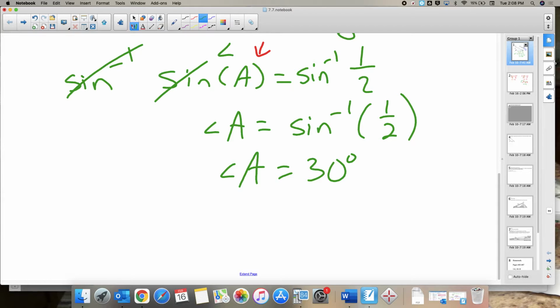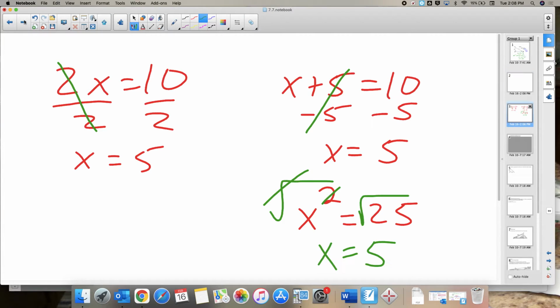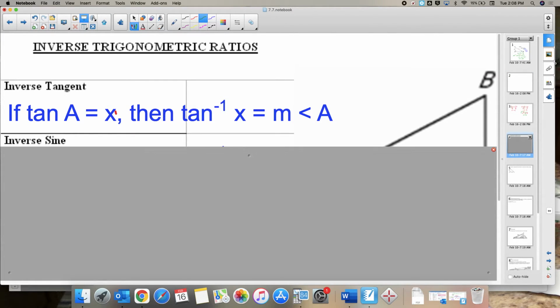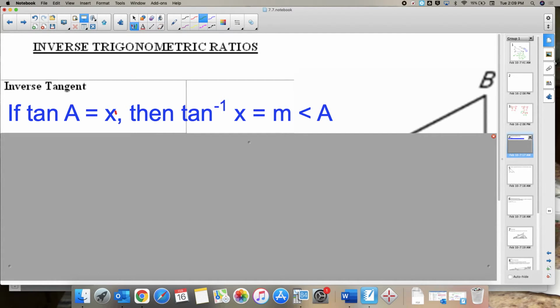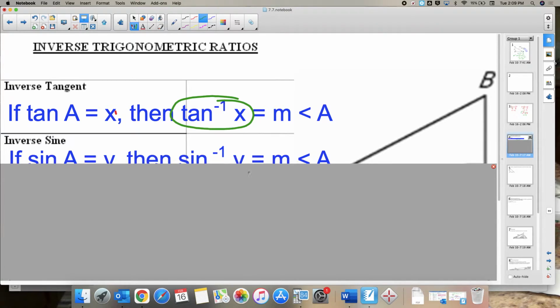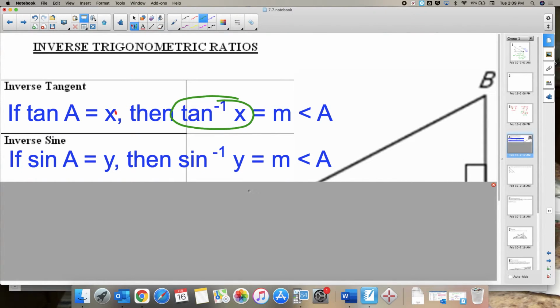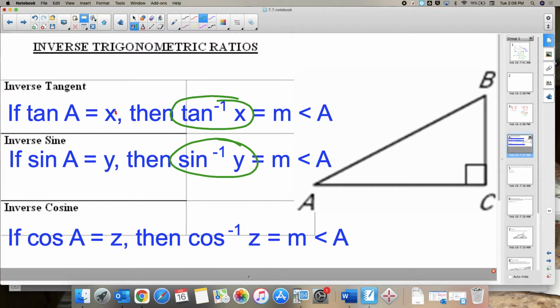Each of my trig functions has that inverse operation. Sine has one. Tangent has one. If the tangent of angle A equals some value, then I take the tangent inverse of that value to find the measure of angle A. If the sine of angle A equals some value, then I take the sine inverse to find angle A. And same thing with cosine. If the cosine of my angle equals some value, I take the cosine inverse of that value to find the measurement of angle A.